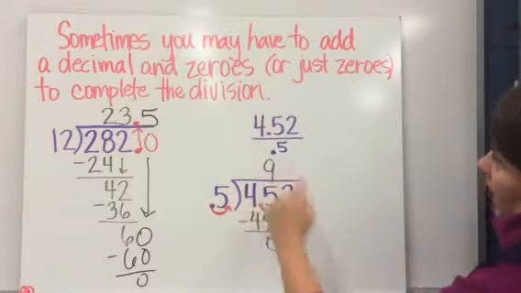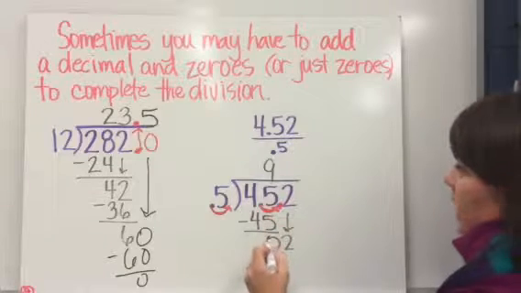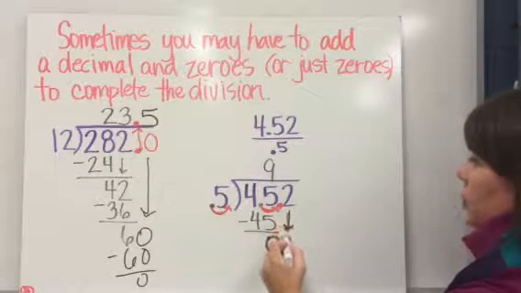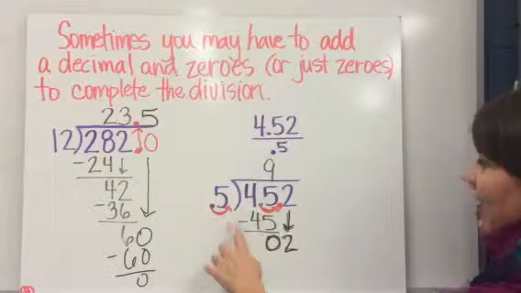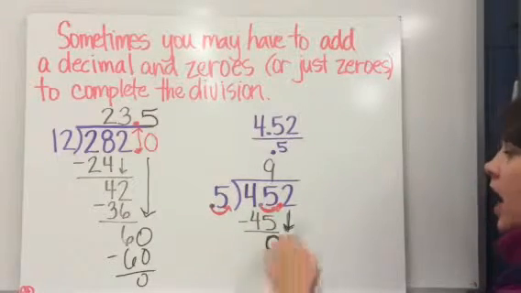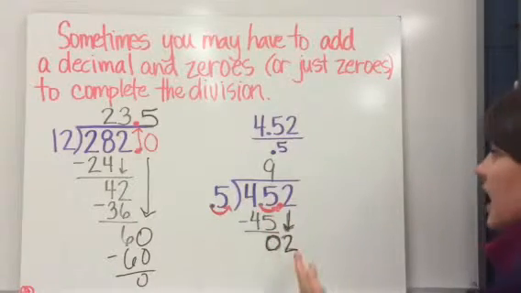5 goes into 45 9 times. 5 times 9 is 45. I subtract and I have a 0 and I bring down the 2. And now this is where I've left off and I'm going to continue my division. 5 does not go into 2. I always divide after I bring my digit down. So that's the next step.